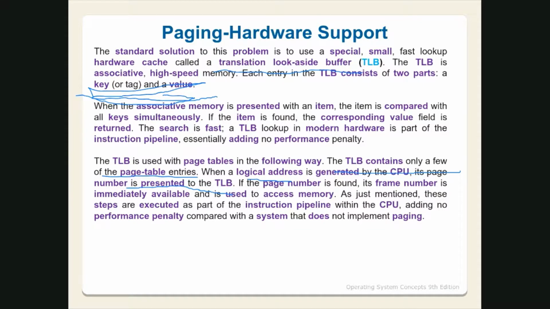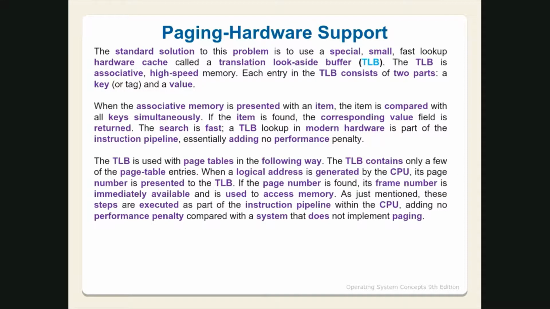So whenever the logical address is generated, it is sent to the buffer to search which buffer entry contains that page number. If the page number is found, the corresponding value field is the frame number. So the frame number is immediately available, and that is used to access the memory. You get the idea? So this is the way.